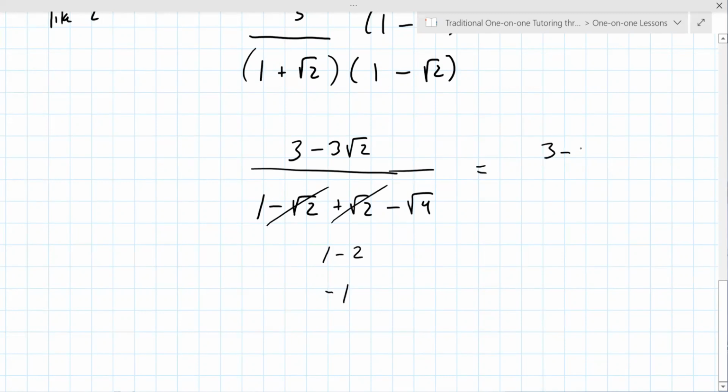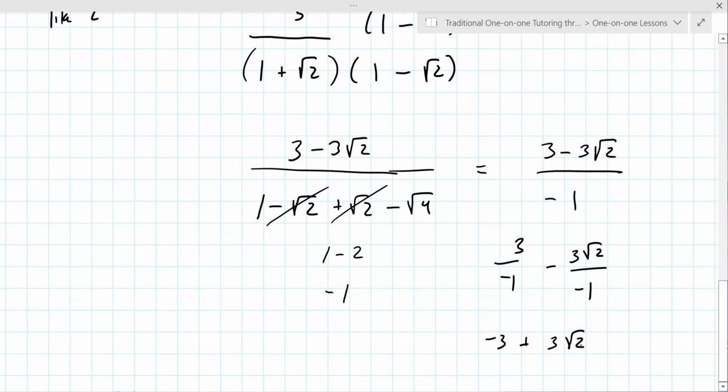So it's 3 minus 3 square root 2 over negative 1. You do want to divide both by the negative 1. So 3 over negative 1 minus 3 square root 2 over negative 1. So you get negative 3 plus 3 square root 2 as your final answer on that one.